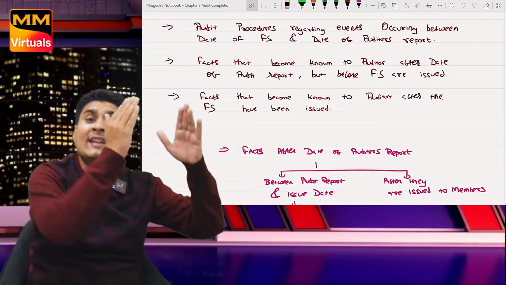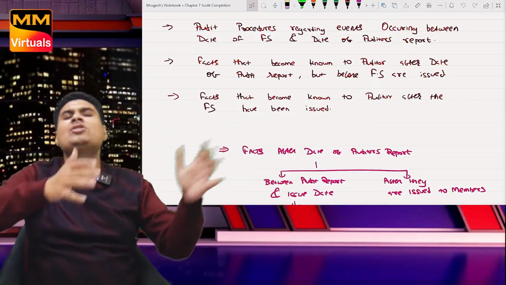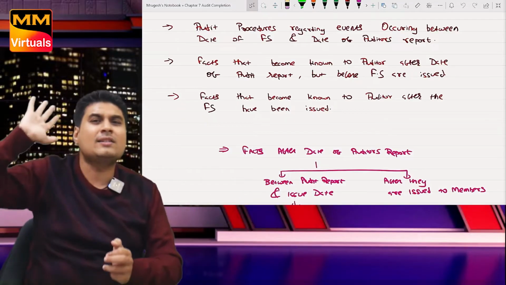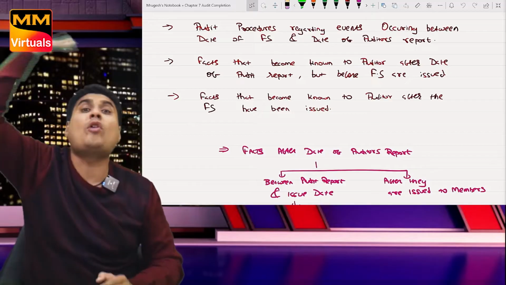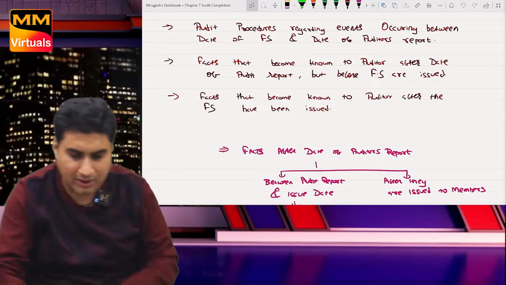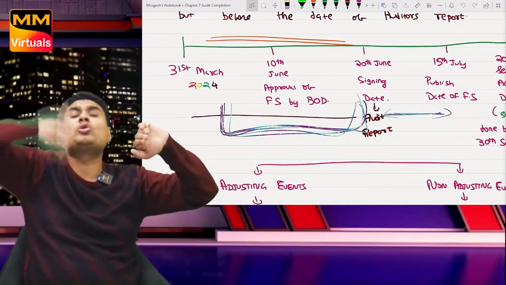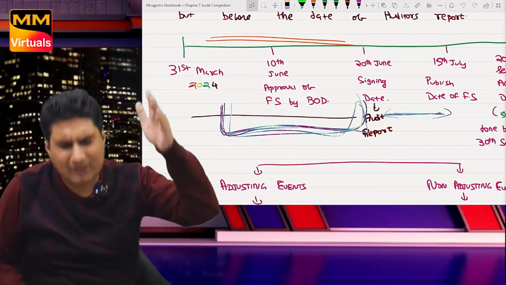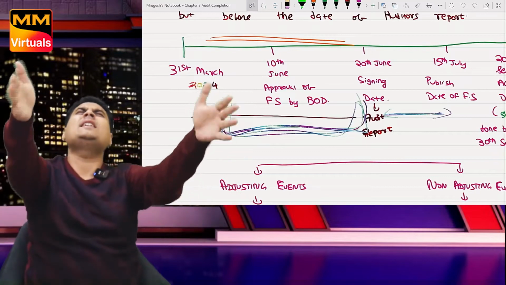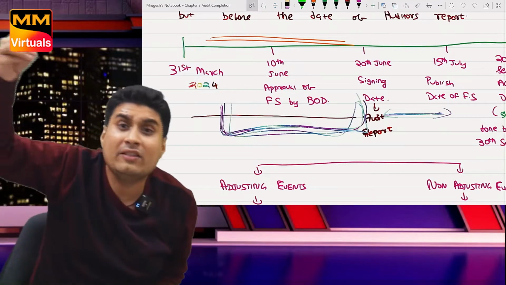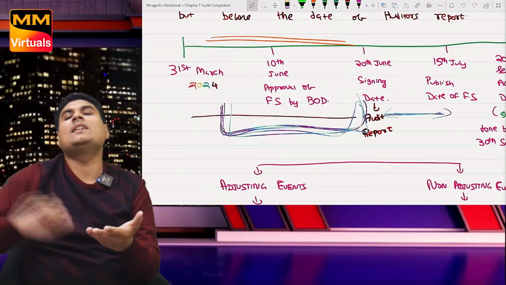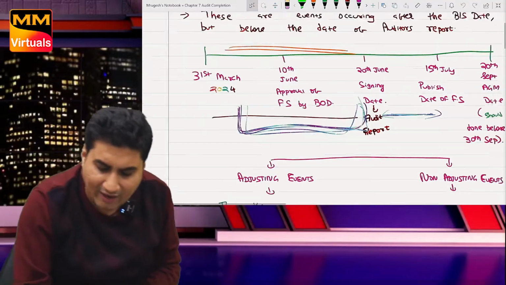All the events that occur after the balance sheet date but before the date of auditor's report, and after the date of auditor's report. Understood? One more time. All events occurring between 31st March to 20th June, the signing date. After 31st March but before 20th June, the signing date. Or all events occurring after the sign is done by whom? Auditor. Okay, after the signing date.